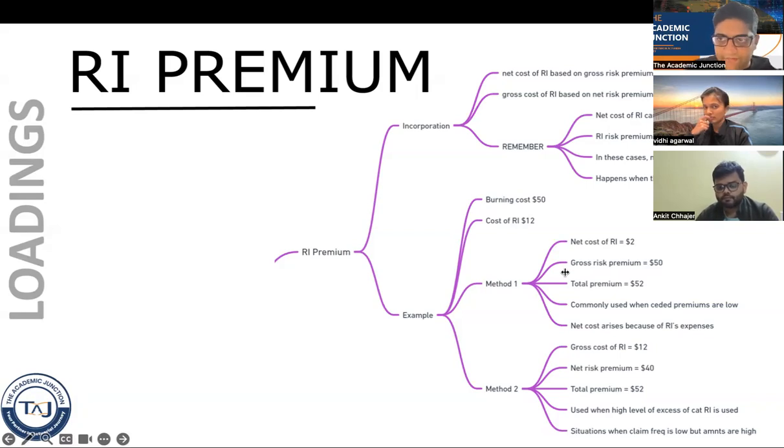You are right, but you have to read the question correctly. What is the gross risk premium and what is net risk premium? You're right. Gross premium, you're absolutely right. But what is the gross risk premium? Just based on this thing that I mentioned, right? Net cost of RI based on gross risk premium, gross cost of RI based on net risk premium. So what is the difference over there? What do you think is the difference? Chalo, let me put it that way.